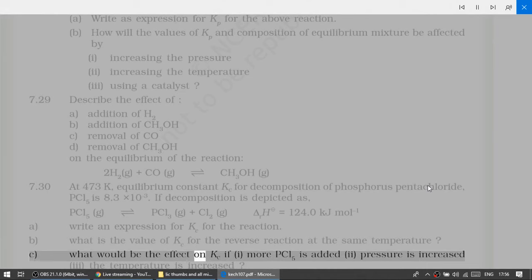B. What is the value of Kc for the reverse reaction at the same temperature? C. What would be the effect on Kc if 1. more PCl5 is added, 2. pressure is increased, 3. the temperature is increased.